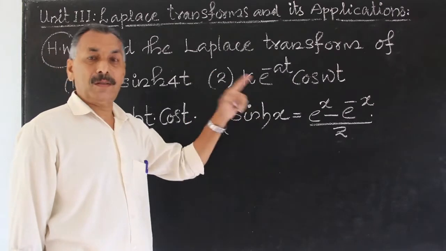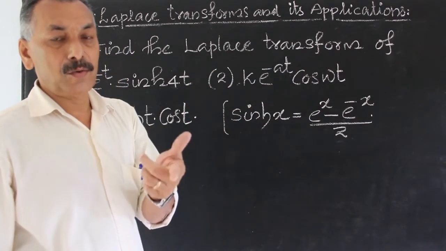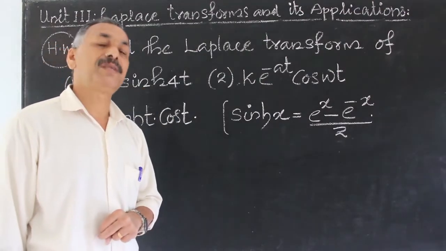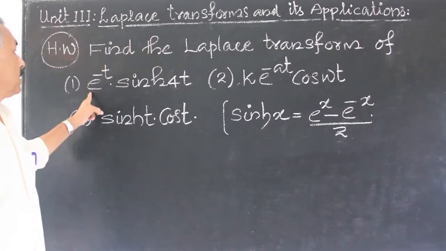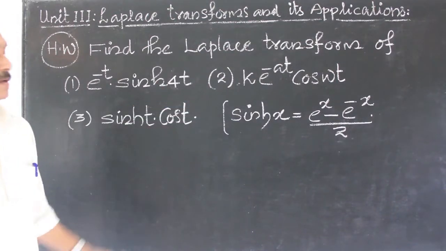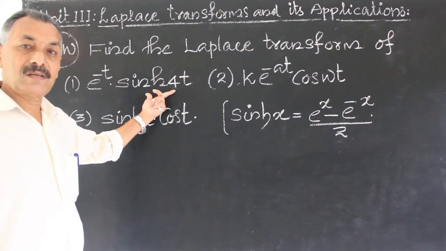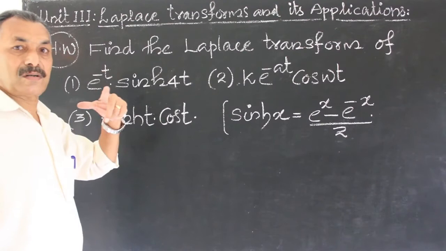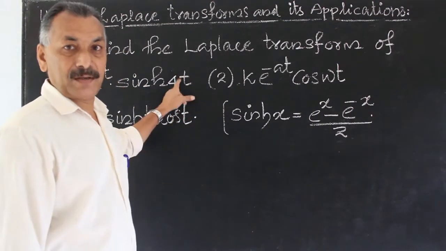In the first problem, all these problems are in the form of e raised to at into f of t. That means you have to apply the first shifting theorem. First one, find the Laplace transform of e raised to minus t into sin h 4t. First, the Laplace transform of sin h 4t is f of s. Therefore, e raised to minus at, where a is equal to minus 1, is f of s minus a, that means f of s plus 1.